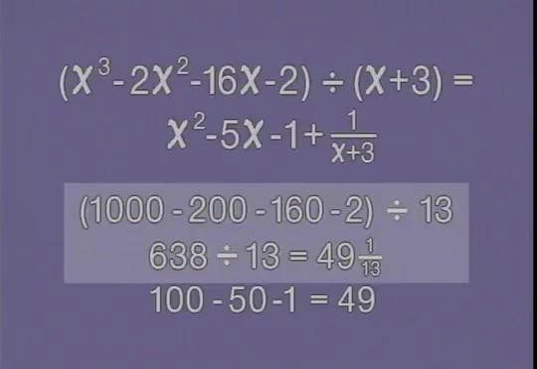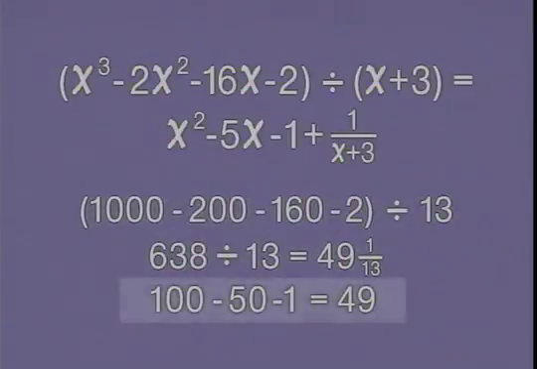And therefore x cubed is 1,000, minus 200, minus 16 times 10 is minus 160, minus 2, divided by 13. And that's 638 divided by 13, which turns out to be 49 and 1/13. So that's the answer if x is 10. Well, let's look at our answer. Our answer was x squared minus 5x minus 1, which is 100, minus 50, minus 1, which is 49, with a remainder of 1. And 1 over 10 plus 3 is 1/13.